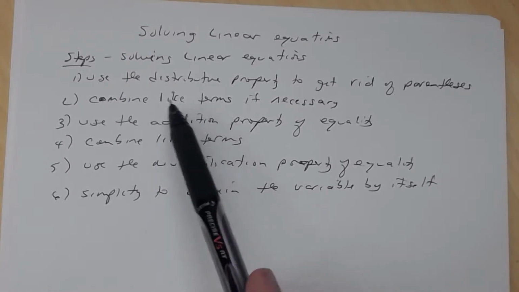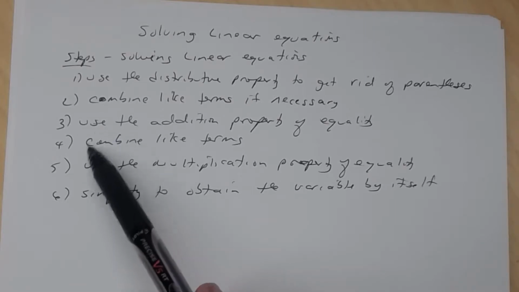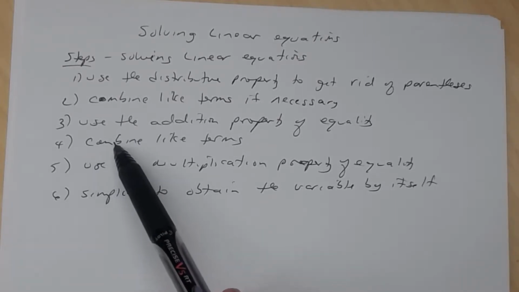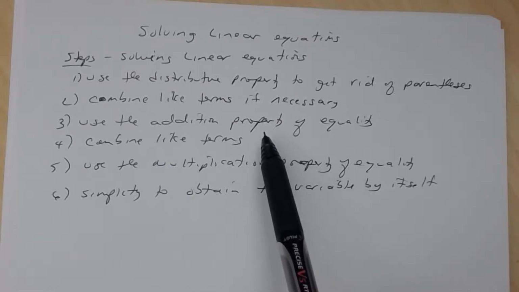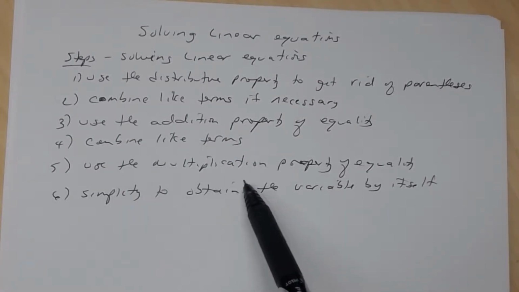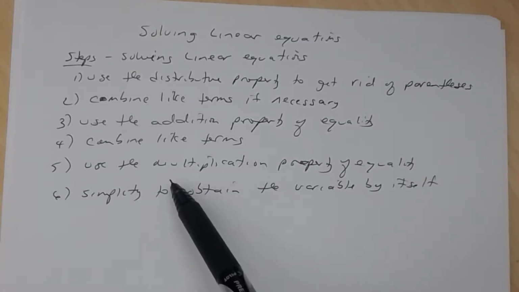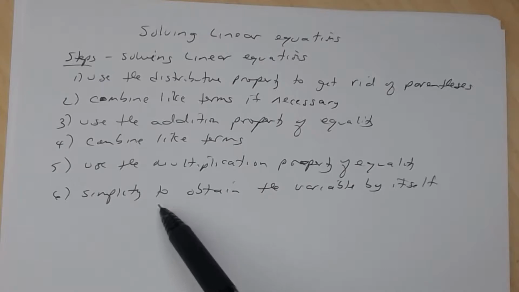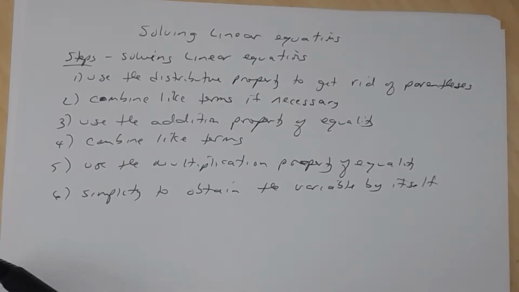And you keep doing the process, so you'll be using the addition property of equality as often as you need to, in order to obtain the variables on one side, constants on the other. And once you get the variables on one side and constants on the other, then that's when you're going to use the multiplication property of equality. So you're going to use this part last. And then once you use the multiplication property of equality, you're going to simplify to obtain the variable by itself. Okay? All right, so let's look at some examples.